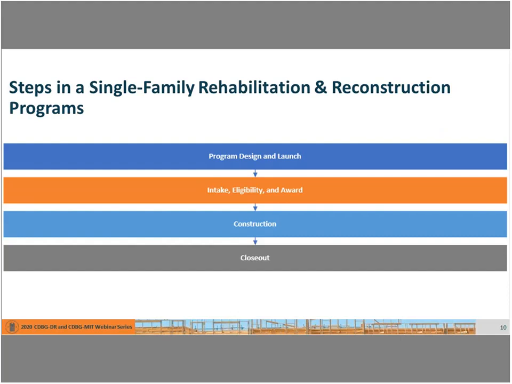This is a very broad overview of what we're going to talk to you. Bonnie mentioned this a little bit with her introduction. So we've divided into 4 major categories. Basically, program design and launch, which is all of the pre-work that you do with your action plan and getting yourselves ready to go. And then intake, eligibility, and award is when you open your doors, start working with applicants, do damage assessments, and eventually make your awards to begin construction. And then you've got the construction phase, which is by and large the longest phase of your program, and then closeout.